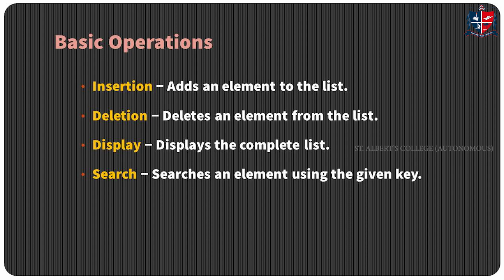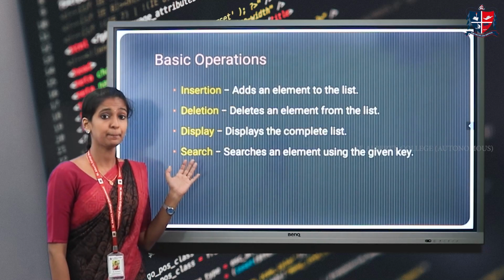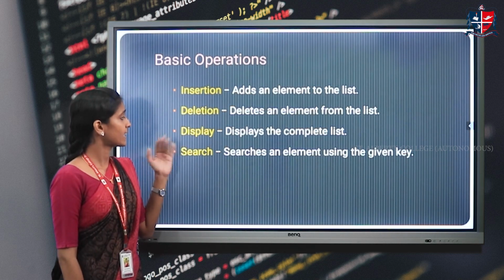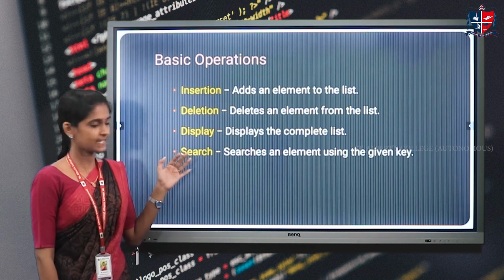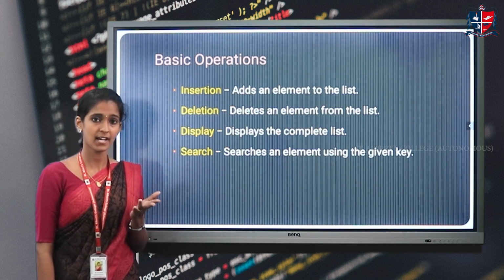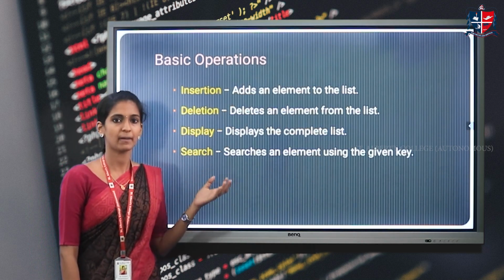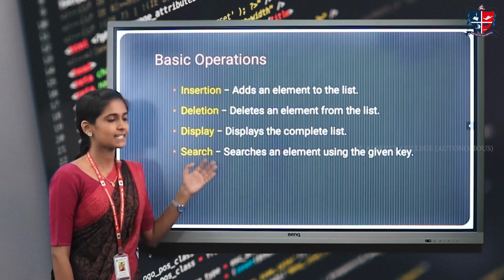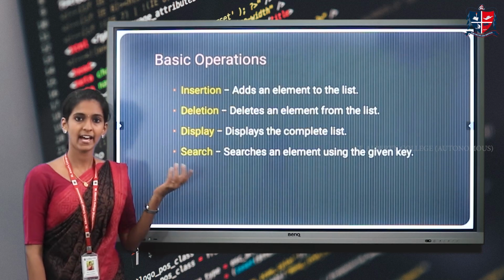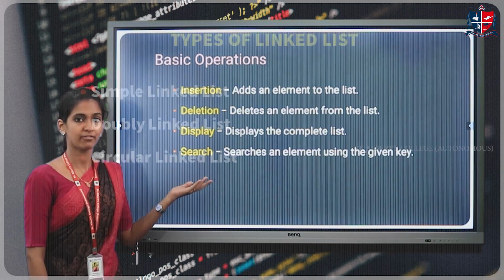Next, what are the different operations which can be performed in a linked list? These are the operations which we can perform in the linked list. The first one is insertion, the second one is deletion, the third one is displaying the list, and the last one is searching. With insertion, we can insert a particular element at a particular position, and with deletion we can delete a particular element from that location. Displaying means we can display the complete linked list, and searching means we can check whether a particular element is present or not.